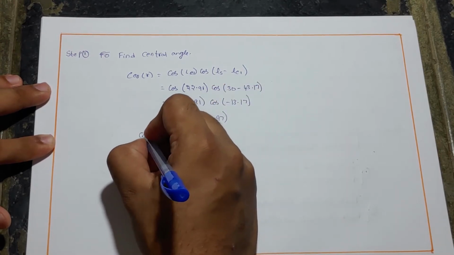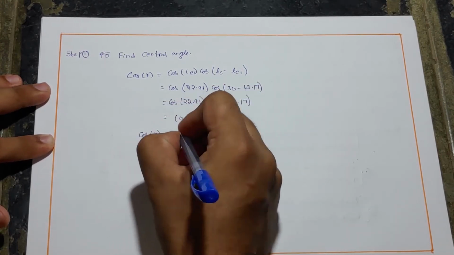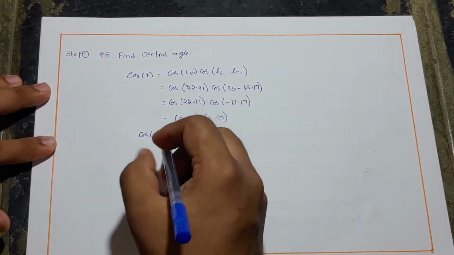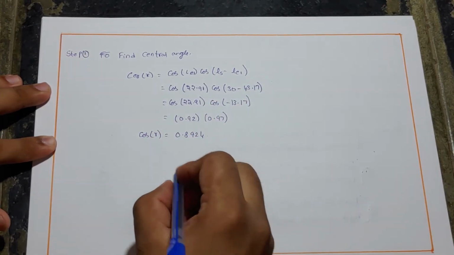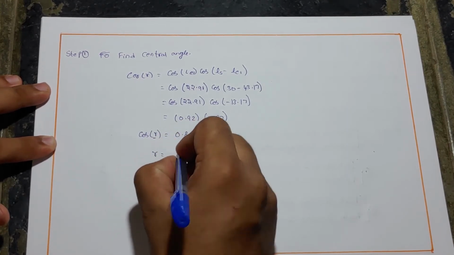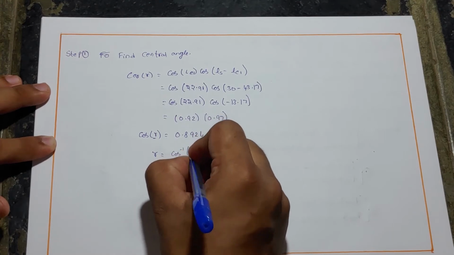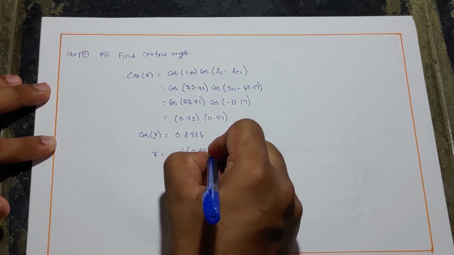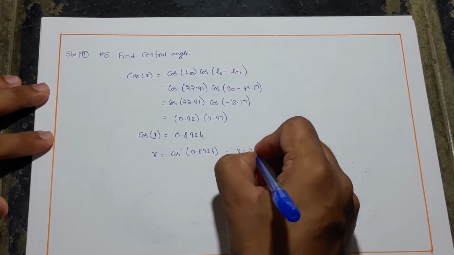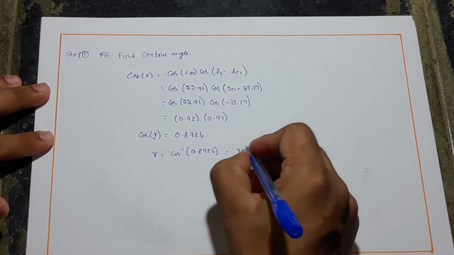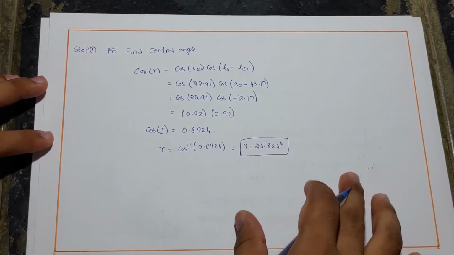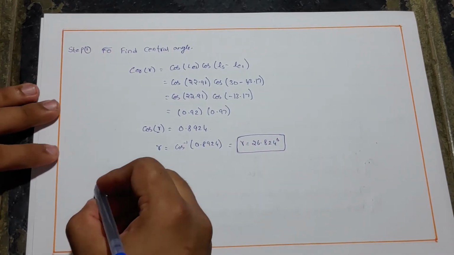So cos R is equal to 0.8924, and we need the value of R, that is the central angle. So cos inverse of 0.8924 gives R equal to 26.824 degrees. We need this value to calculate the elevation angle.